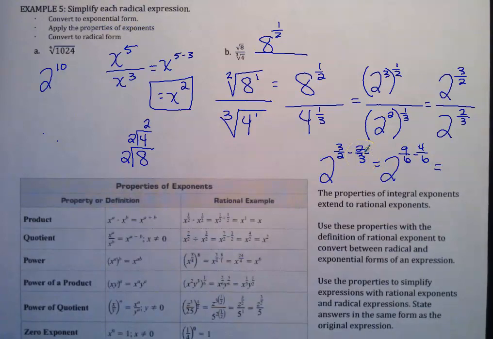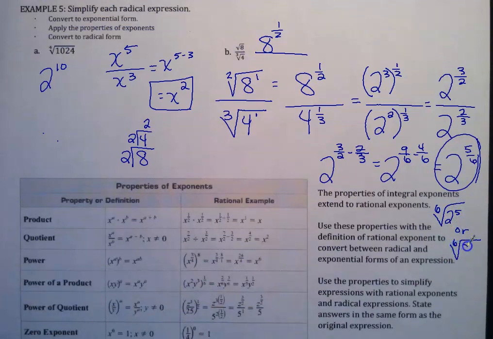Do you remember all these things from 6th grade math, 7th grade math, 8th grade math? It's like, oh my gosh, we're bringing them all into this one thing. So what's 9/6 minus 4/6? 5/6. So we're almost there, except we want to put it back into radical form. The 6th root of 2 to the 5th, or the 6th root of 32.